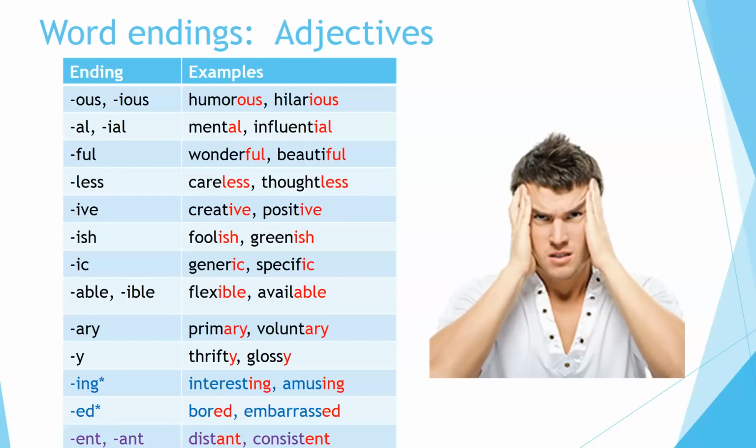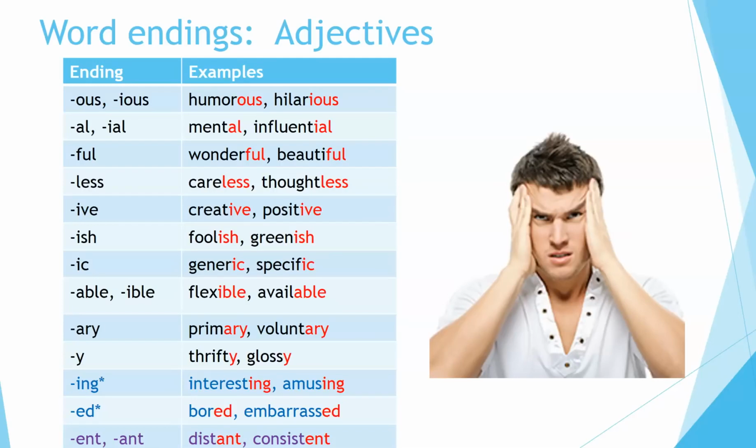OUS, IOUS: humorous, hilarious. AL, IAL: mental, influential. FUL: wonderful, beautiful. LESS: careless, thoughtless. IVE: creative, positive. ISH: foolish, greenish. IC: generic, specific. ABLE and IBLE: flexible, available. ARY: primary, voluntary. Y: thrifty, glossy.